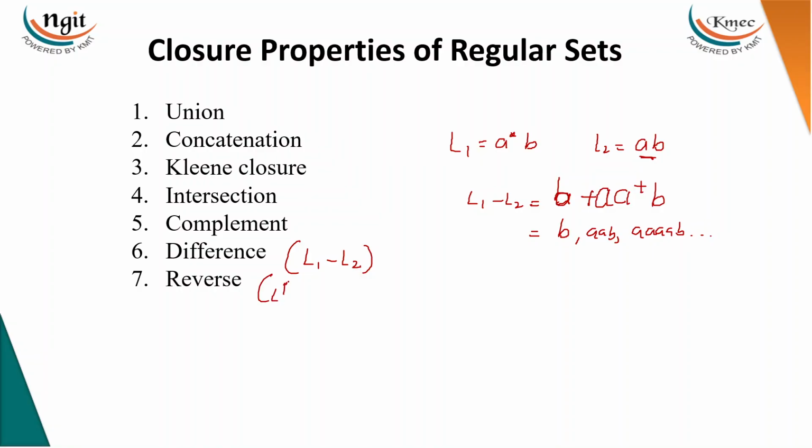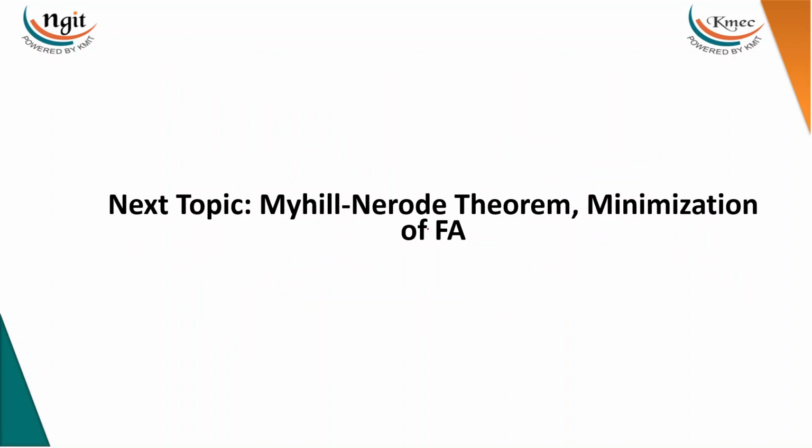Reverse is denoted with R. So simply interchange the order here. For example, if L is equivalent to a star b star, then you can get the reverse as b star a star. So that's why I told you, whether or not some properties are mentioned here, if two languages are regular, perform any operation on those two, and the resulting language must be regular, because regular languages are closed under all these properties. In the next video, we'll discuss the Myhill-Nerode theorem or minimization of finite automata.